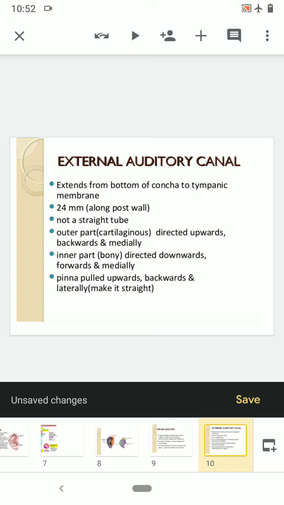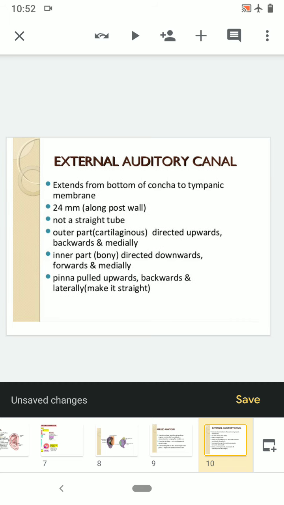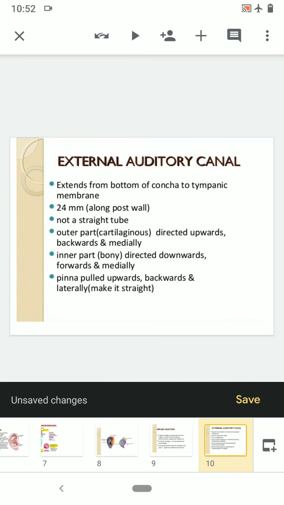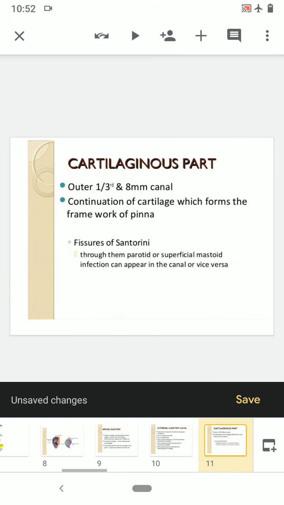Now coming to the next part, the external auditory meatus, that is the external auditory canal, which is about 2.5 centimeters. It is not a straight tube. It has an outer cartilaginous part and an inner bony part, as we have already told. To make this external auditory canal straight in adults, we have to pull the pinna backwards and laterally. It also has two constrictions. You have to remember that it is S-shaped, with the outer 1/3 cartilaginous and the inner 2/3 bony. The outer 1/3 is cartilaginous, about 8 millimeters, a continuation of the cartilaginous part which forms the framework of the pinna also.